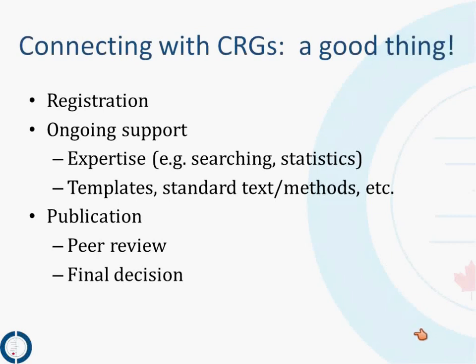Once your review is registered, your review group will provide ongoing support and assistance. As authors, they are your first point of contact for help with your review. Importantly, your review group has experts in literature searching and statistical methods who can help with your review. The Cochrane Review Group may also provide templates and tools for your review.